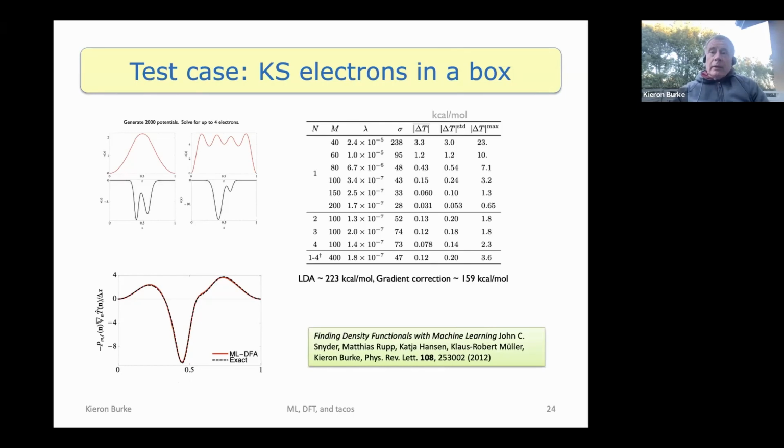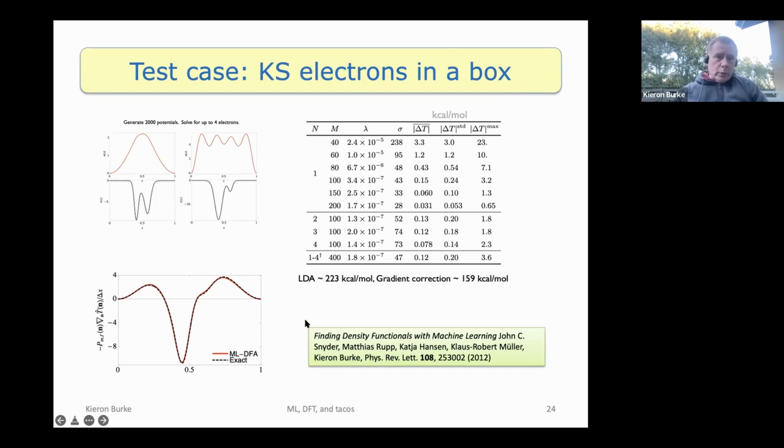Within a few weeks, Matthias and John had already shown that with about 100 data points, you could get chemical accuracy, less than 1 kilocalorie per mole error at a 20th of an eV. So you could reproduce energies, and then it turned out that the functional derivative, when you do it that way, turns out to be terrible.